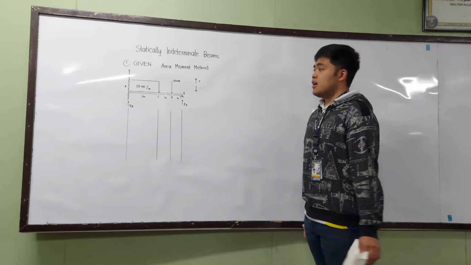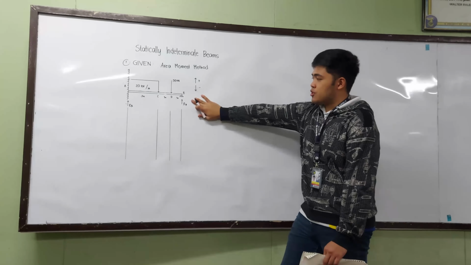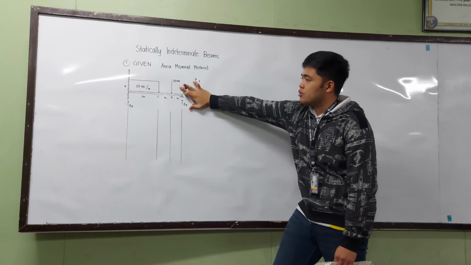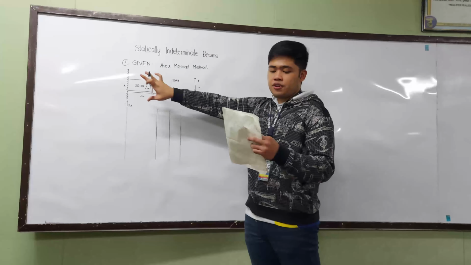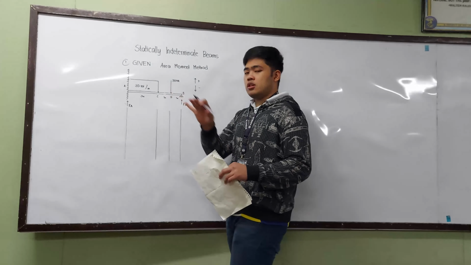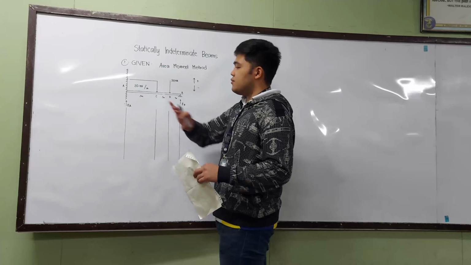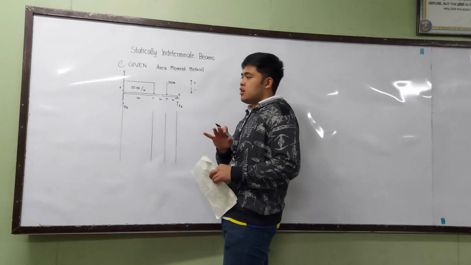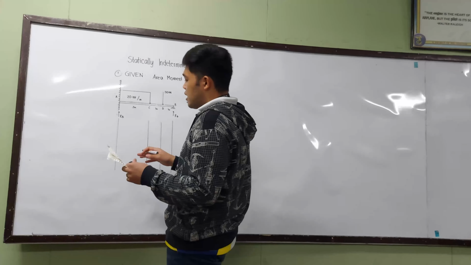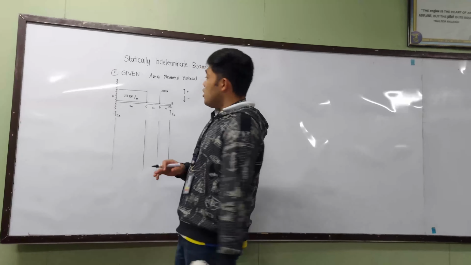So, we have reaction of B going upwards, we have 50 kilonewtons going downwards, and we have a uniformly distributed load of 20 kilonewtons over meters going downwards, and we have the reaction of A going upwards. Since we have A, let's classify this as the moment center.